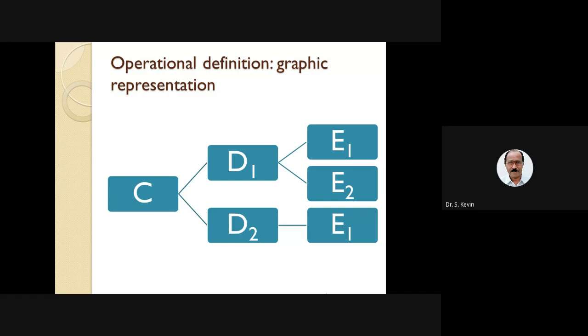So before preparing the questionnaire, you have to understand what your variable is, and that variable has to be subdivided into dimensions and elements. Your questions will be related to the elements, and they will be measured also. The total of the elements will be added up, and you will get the dimensions. All the dimensions added up, you will get the concept. So this is how we have to proceed. Okay.